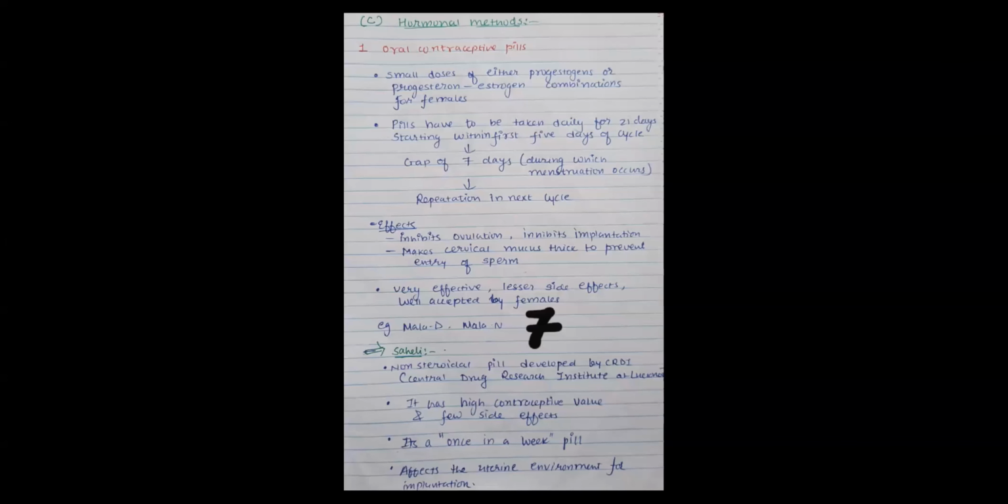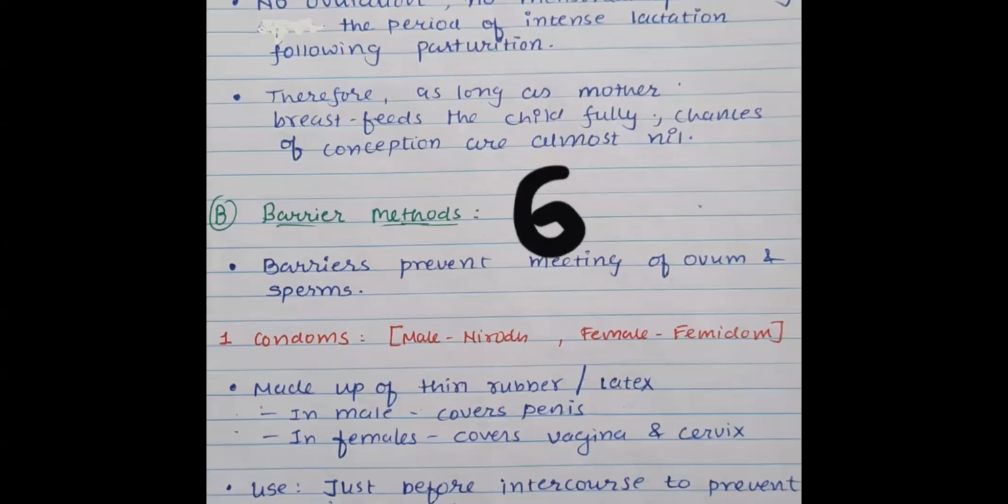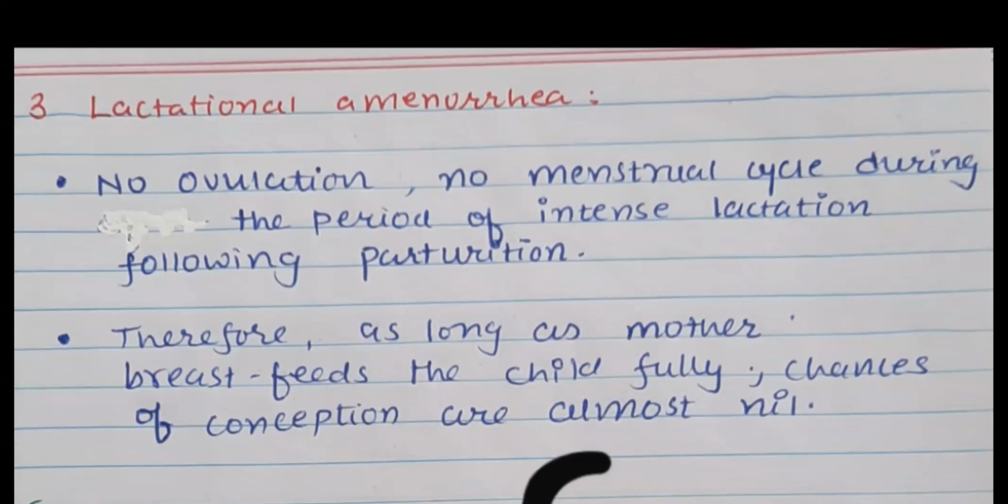The third natural method we call lactational amenorrhea. You know the meaning of amenorrhea. You have learned this. Can anyone tell me what amenorrhea is? No menstruation, right? The menstrual cycle does not occur. Absence of menstruation can happen for many reasons.